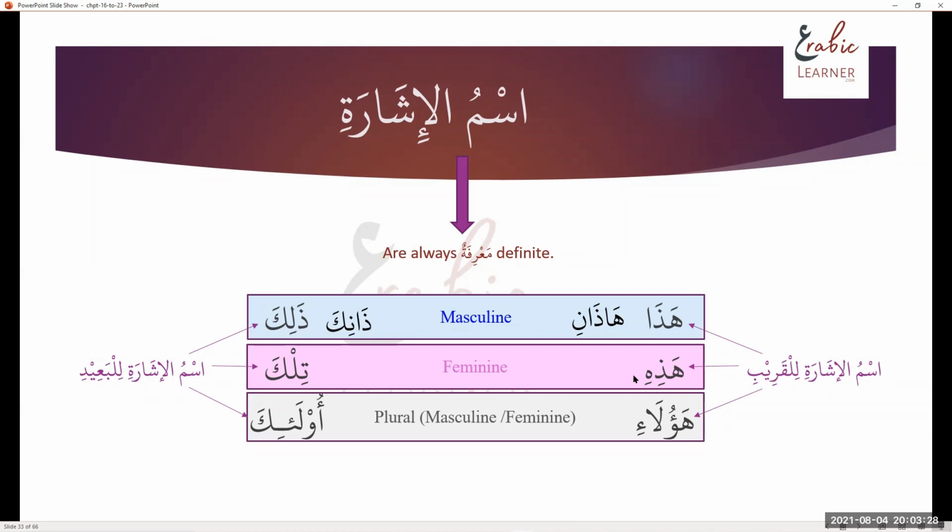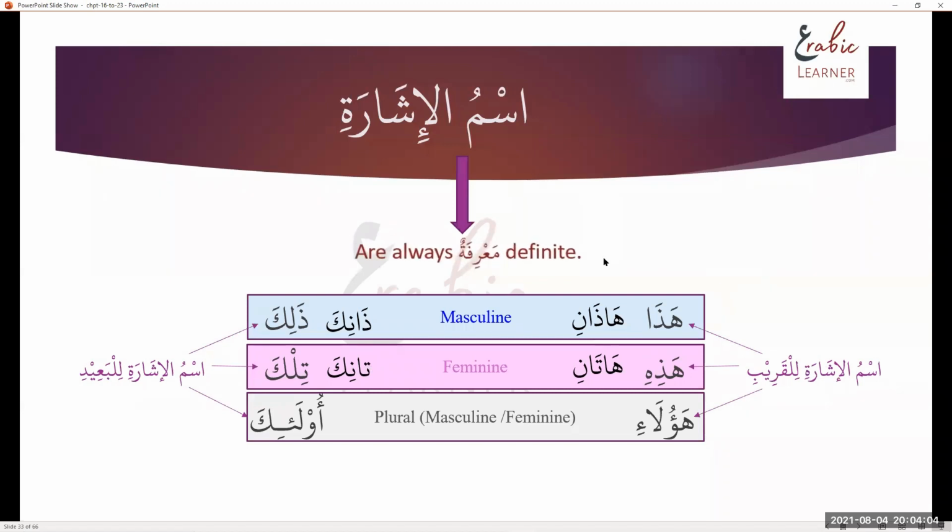Now, for feminine, Hatani lil Qareeb, Muannas, and Tanika lil Ba'id, Muannas, for Muthanna. So you need to remember this. Hadani, Hatani, Zanika, Tanika.